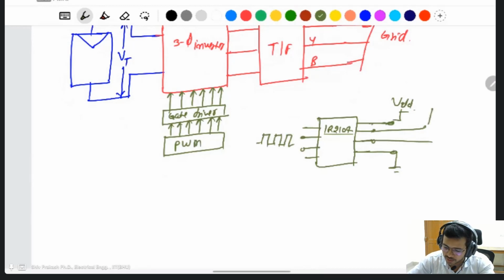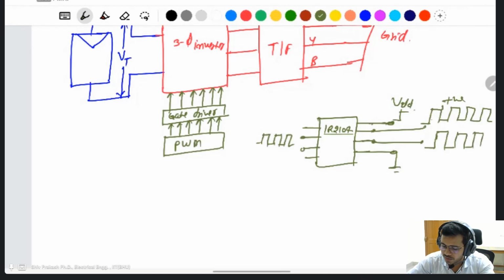This will generate the positive wave, and when this is the positive wave, this is the negative. It means when this is positive, then this will be negative, in complementary. This will be zero. Sorry, this will be zero. When this is zero, then this will be positive, like that. You can connect this for the upper layer.